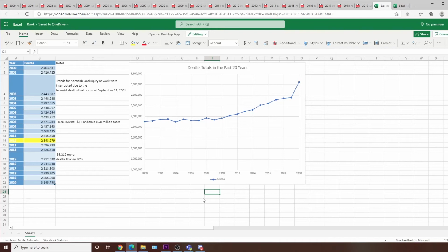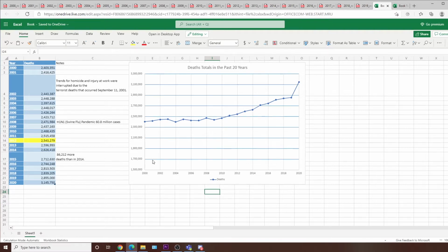Hello, everybody. We're here to talk about the death totals in the past 20 years. I'm doing this for educational purposes since I was not able to find a straightforward answer of just the amount of total deaths that have happened over the past years and a graph comparing them. So I decided to go and find that data, put it all together, and make it into a nice visual representation to share with everybody.